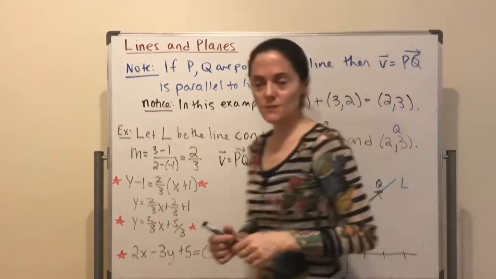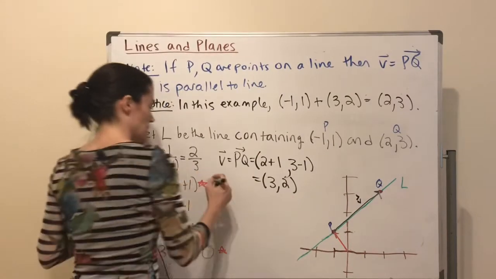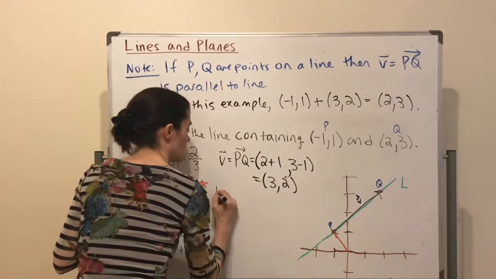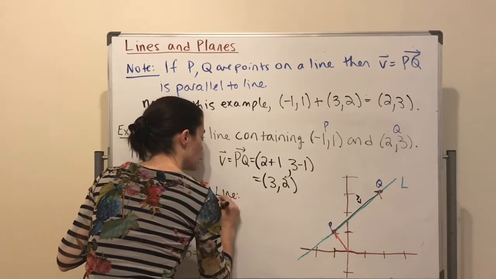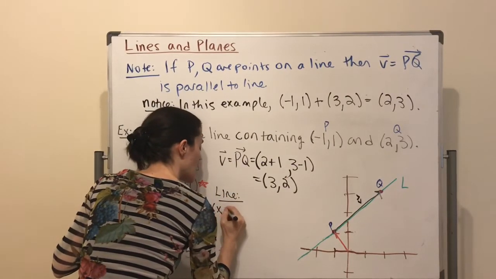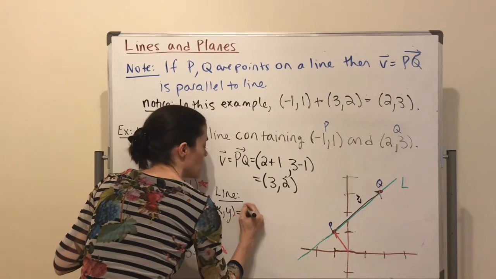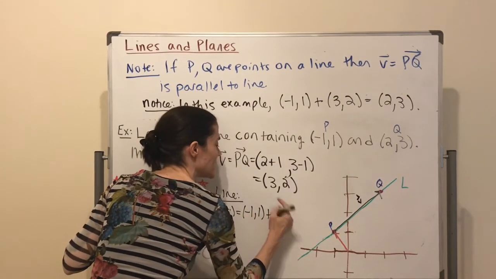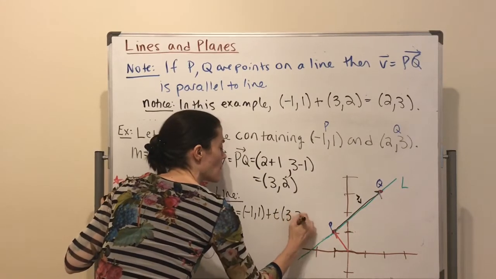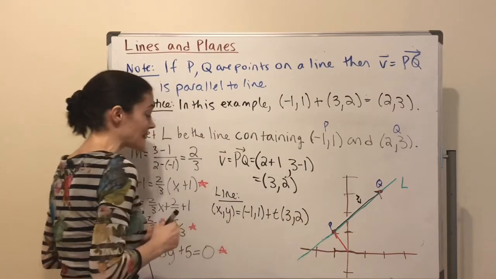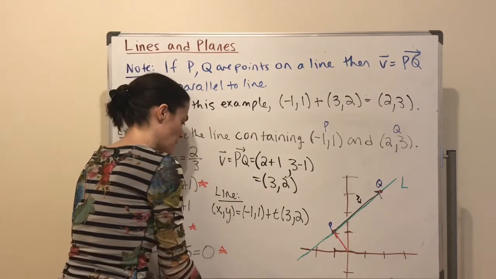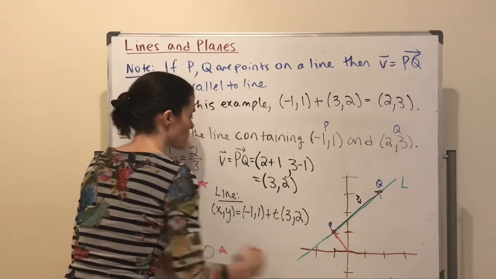Okay, so let's write that here. So the line is all x, y that can be written of the form minus 1, 1 plus t times this vector. Okay, and this is one of the new forms of the equation of a line. This is called the vector form.